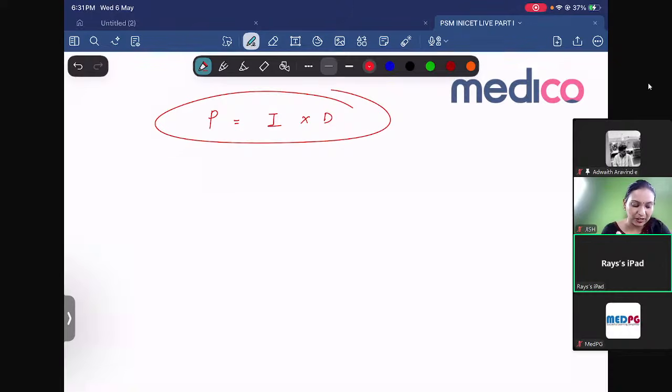This is usually done when the disease is stable. For a stable disease, when the incidence and duration are kind of constant, only there can you actually apply this. Prevalence is equal to incidence into duration.